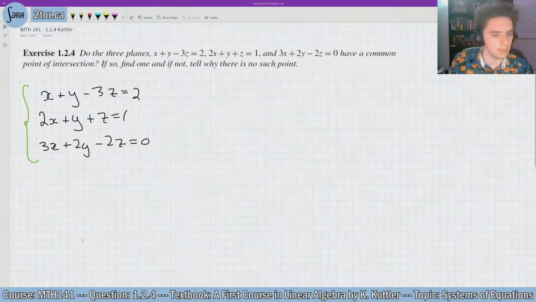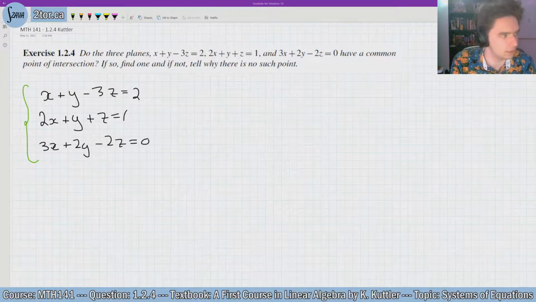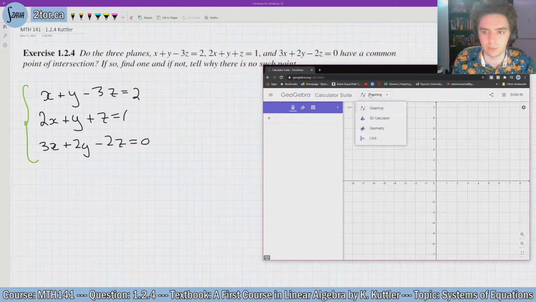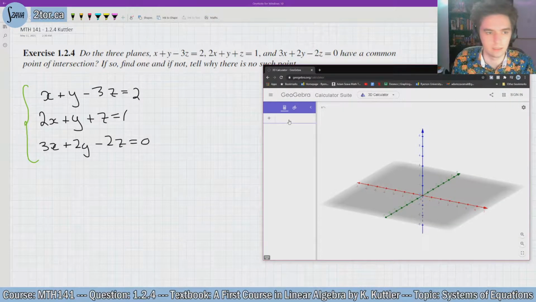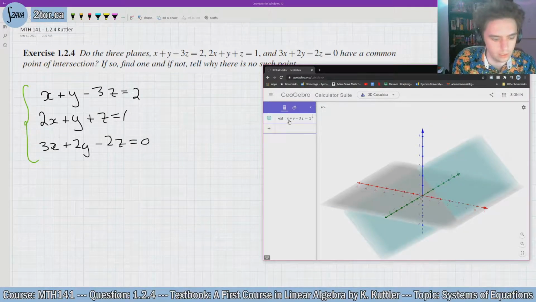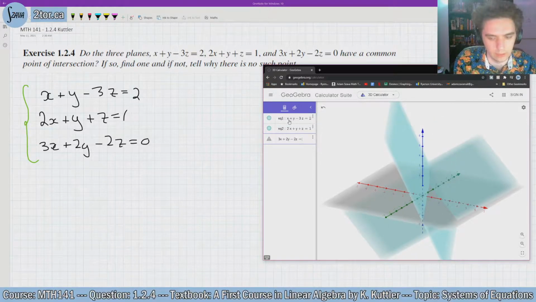Before we do that, I think it might be good to graph this, to give us an idea of if they really do have a solution. So let's go on GeoGebra and graph these three planes quickly. So it's going to be x plus y minus 3z equals 2, 2x plus y plus z equals 1, 3x plus 2y minus 2z equals 0.